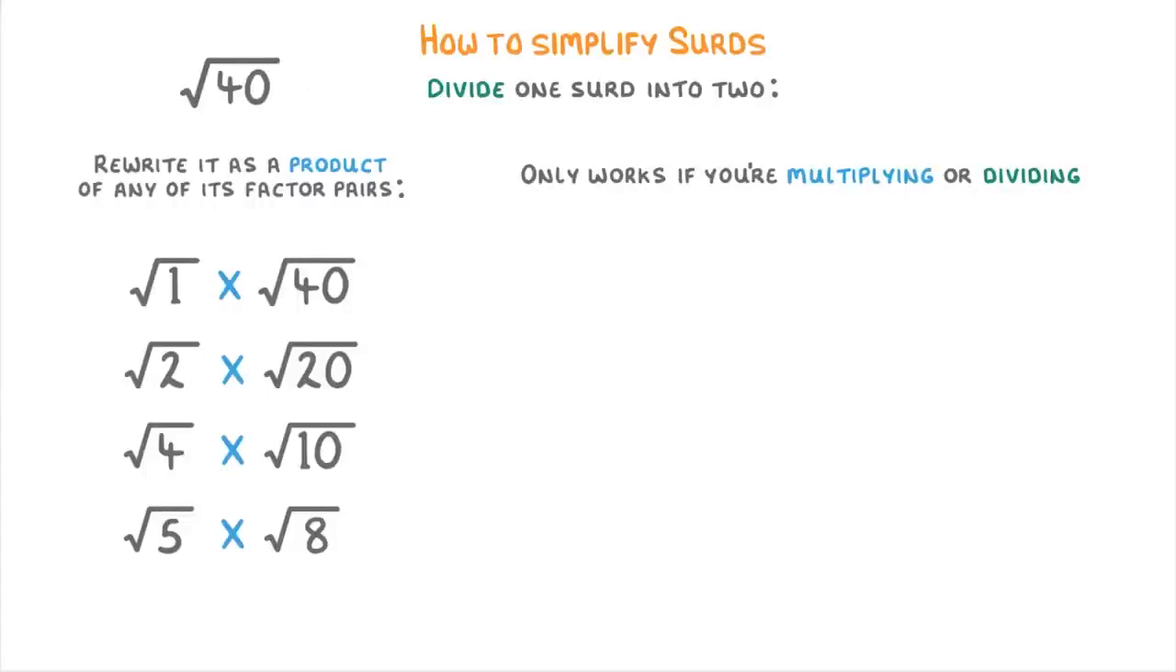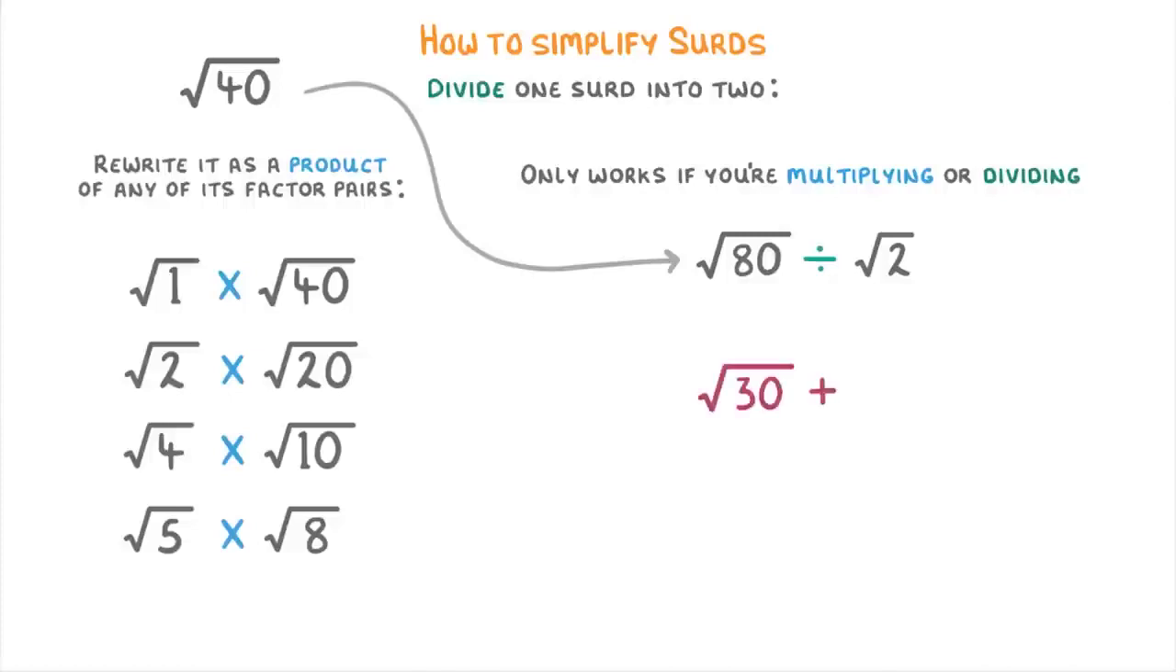So while you could rewrite root 40 as root 80 divided by root 2, because 40 equals 80 divided by 2, you can't write it as root 30 plus root 10, or root 60 minus root 20. Because even though 30 plus 10 and 60 minus 20 are both 40, we can only use this rule when we're multiplying or dividing, not when we're adding or subtracting.